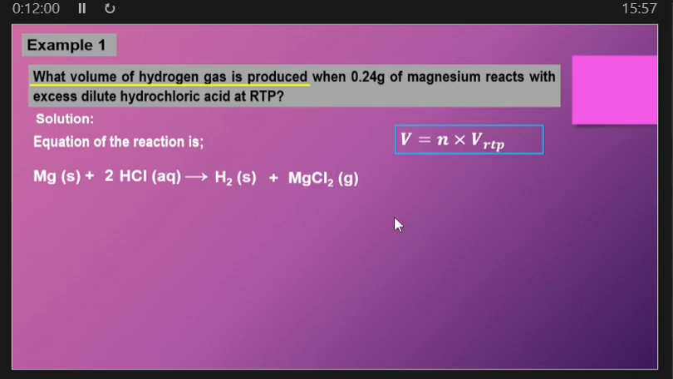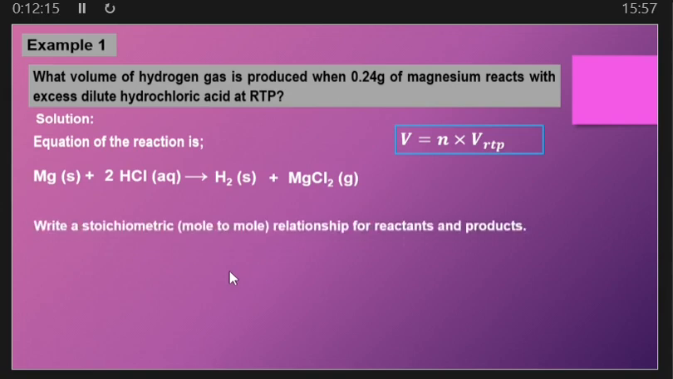All right, so as we continue answering our question, now we have to write what we call the stoichiometric relationship or mole-to-mole relationship. So we are going to write a stoichiometric or mole-to-mole relationship for reactants and products. So these are reactants and these are products. So this is how we write the stoichiometric relationship.